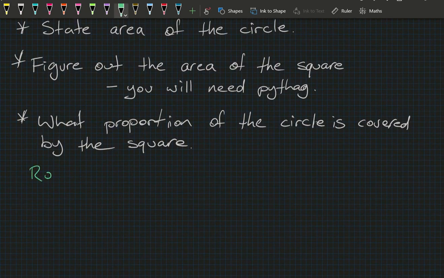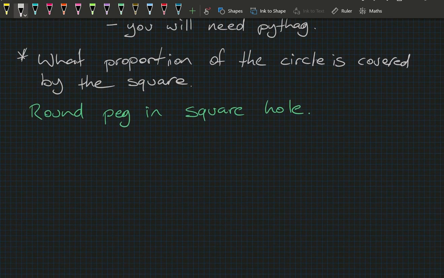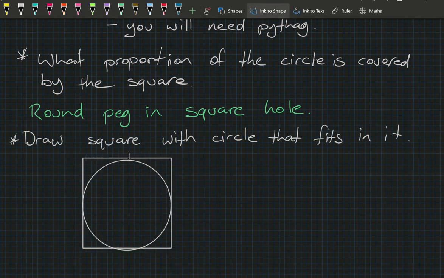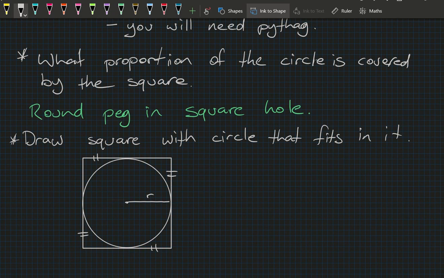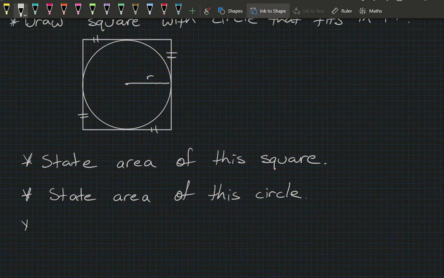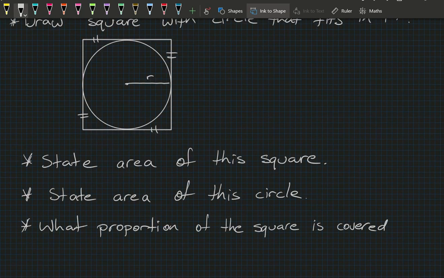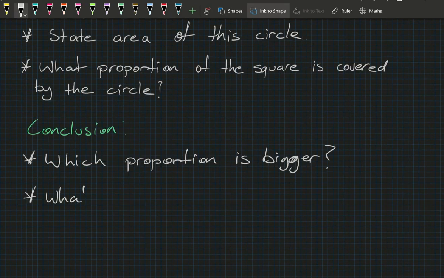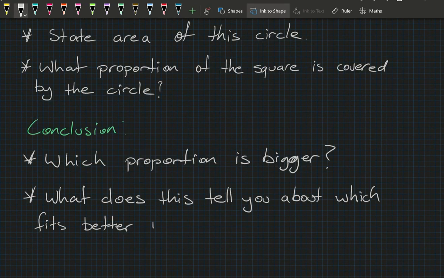Okay, let's have a look at the round peg in a square hole now. So first we have to draw a square with the circle that fits in it. And let me do one of those now. And of course, being a square, all these sides are the same length. And we'll say that this circle has a radius r. So step 1 is to state the area of this square. And then step 2 is to state the area of this circle. And then you'll need to say what proportion of the square is covered by the circle. And then finally we reach our conclusion by stating which proportion was bigger. And what does this tell you about which fits better into the other?